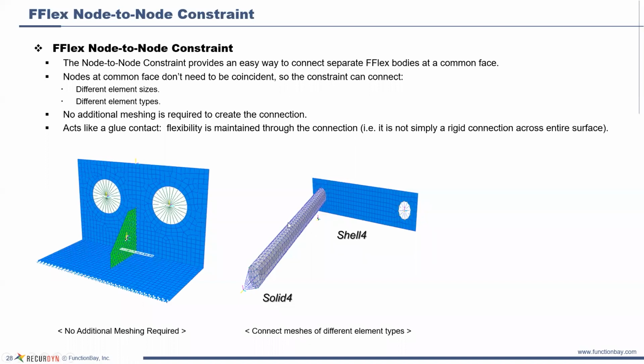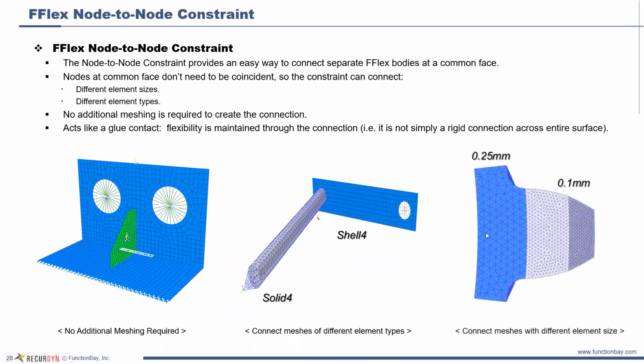Here's just another type showing that you can connect solid type and shell type elements together. And then here's another situation where if you have large elements in one mesh and smaller elements in another, you can easily connect those together at this shared face.